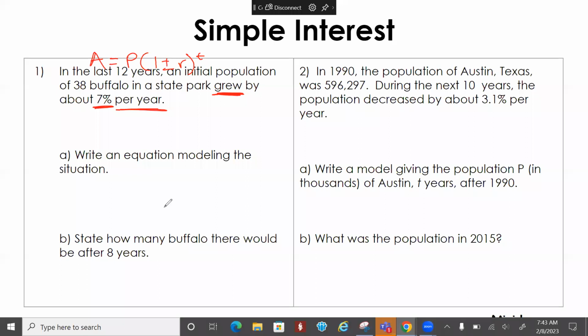How am I going to write the equation for this one? Well, what's the initial amount? It's the fact that I'm circling it. 38 would be our initial amount, so that's going to be our P-value. And what's the rate that they're increasing by? 7%. So we're going to say 1, and they're growing, right? So we're going to say plus 0.07, and we're going to raise it to the t power.